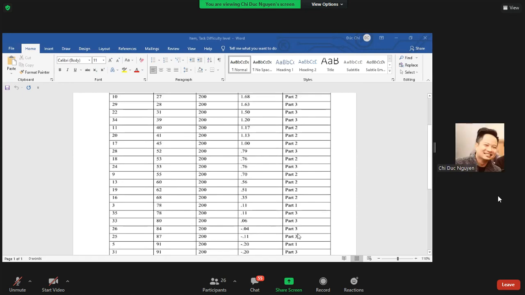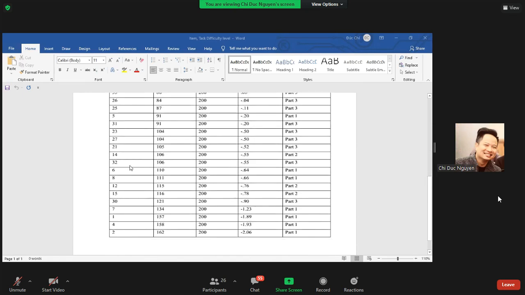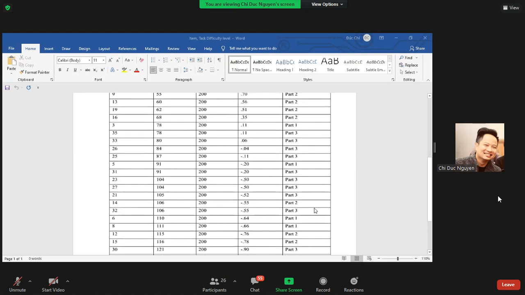No, actually, it's supposed to be moderate, because the easy part is going to be here. Yeah, the easy part is going to be here. Most of the items in part number 1, right? Okay, but this one is not. Okay, so now part number 2 is supposed to be moderate.